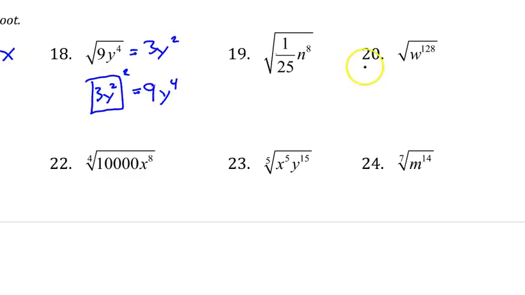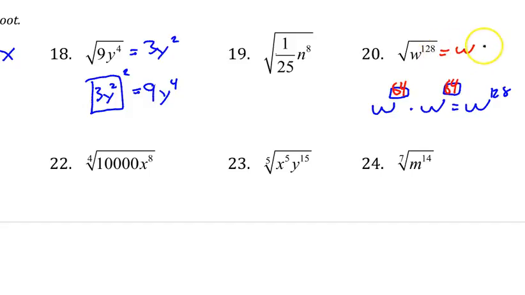What about number 20? What times itself is w to the 128th? Remember, you add exponents when you multiply, right? So what would the exponents have to be here? 64. Yeah. The square root of w to the 128th power is w to the 64th. So you can look at it as dividing by 2, 128 over 2.